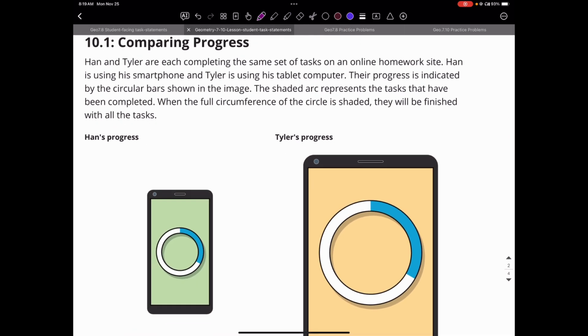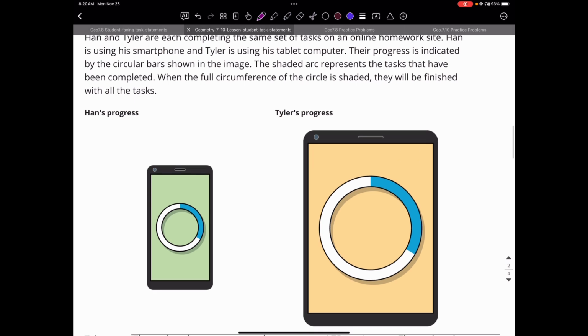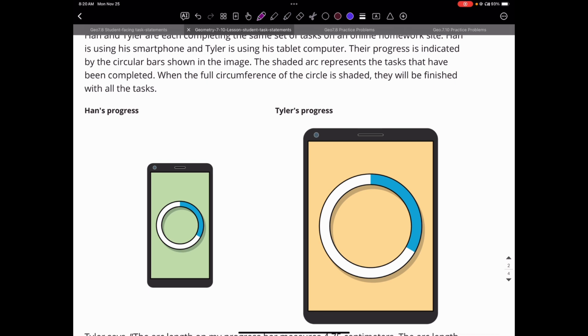Han and Tyler are each completing the same set of tasks on an online homework site. Han is using his smartphone and Tyler is using his tablet. Their progress is indicated by the circle bar shown in the image. The shaded arc represents the tasks that have been completed. When the full circumference of the circle is shaded, they will be finished with all the tasks. So at this point, it appears to me as though they both have the same amount of work completed.